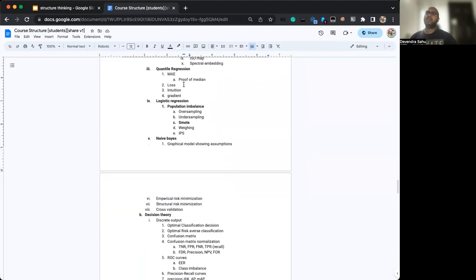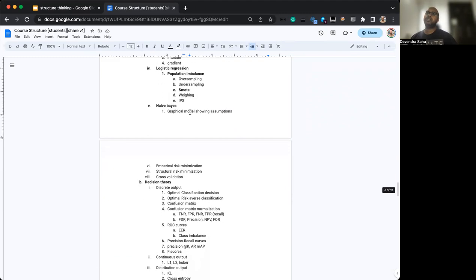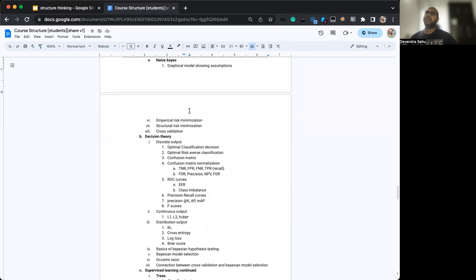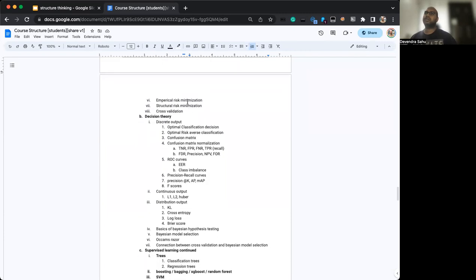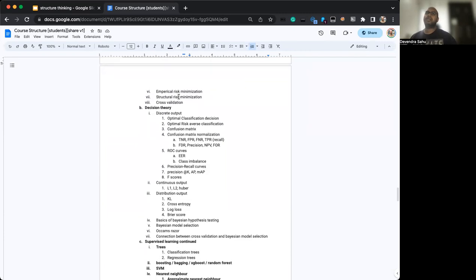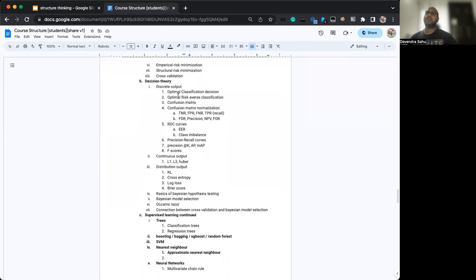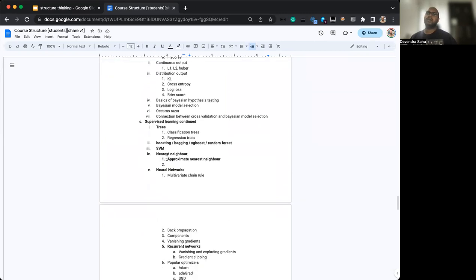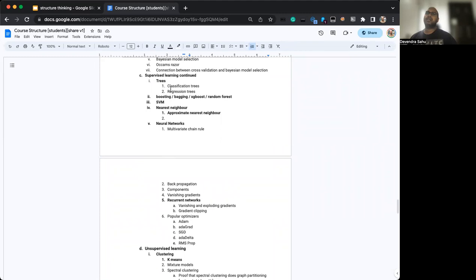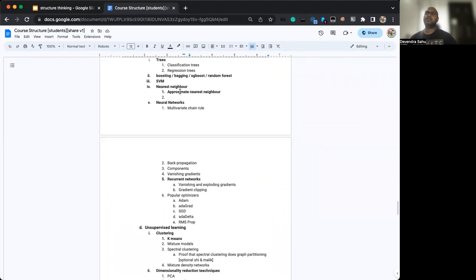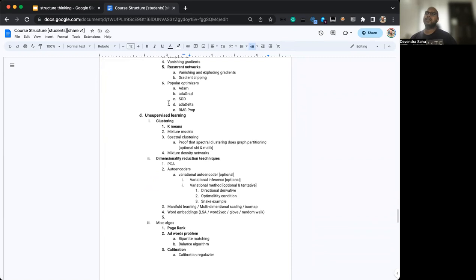We look at quantile regression. We look at logistic regression, how to handle population imbalance. We look at naive Bayes, its assumptions, graphical models. We look at empirical risk minimization, structural risk minimization, cross validation, decision theory. We look at trees, classification trees, regression trees, XGBoost, random forest, bagging, boosting, and a couple of algorithms here, right? SVMs, nearest neighbor, neural networks, recurrent networks.